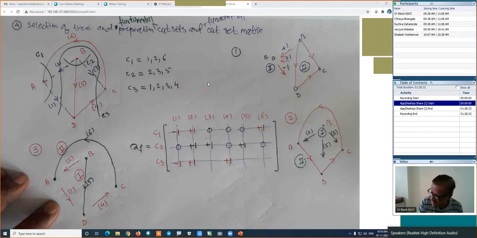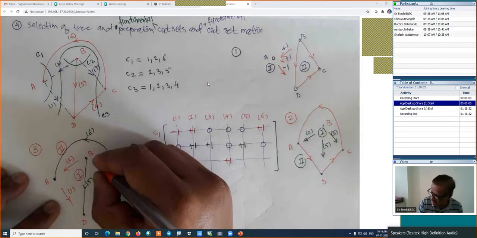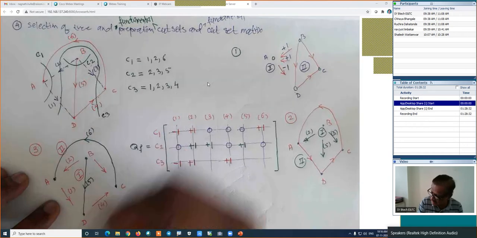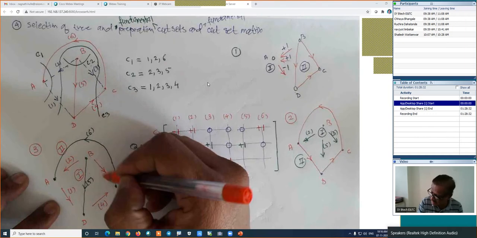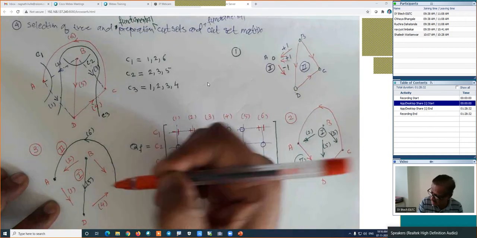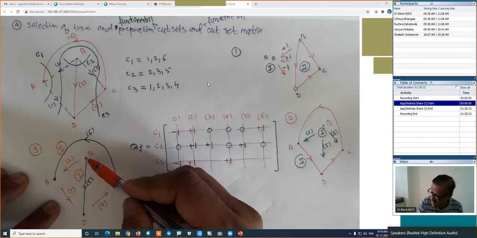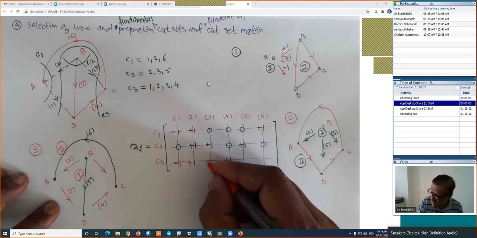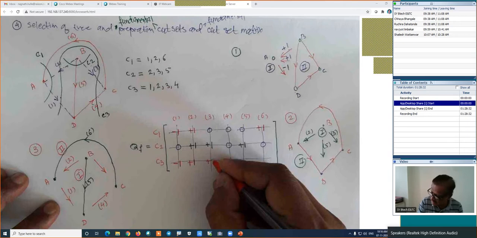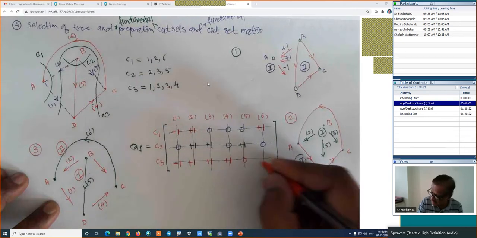And finally, the direction of the branch number 3 is something like this. How is the direction of the branch number 3? It is downward, but it is from the part 1 to the part 2. This is also part 1 to the part 2. That's why its entry is also taken as +1, and the remaining entries will be 0.